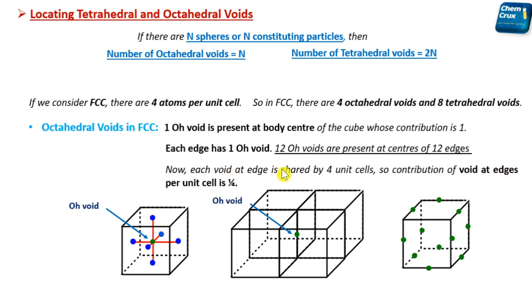Now if we calculate total octahedral voids in FCC, it would be equal to 1 plus the 12 voids at the center of the edges whose contribution is 1/4, that is 12 into 1/4. So this would be equal to 1 plus 3. So total octahedral voids in FCC would be equal to 4, right? Now let us locate tetrahedral voids in FCC.